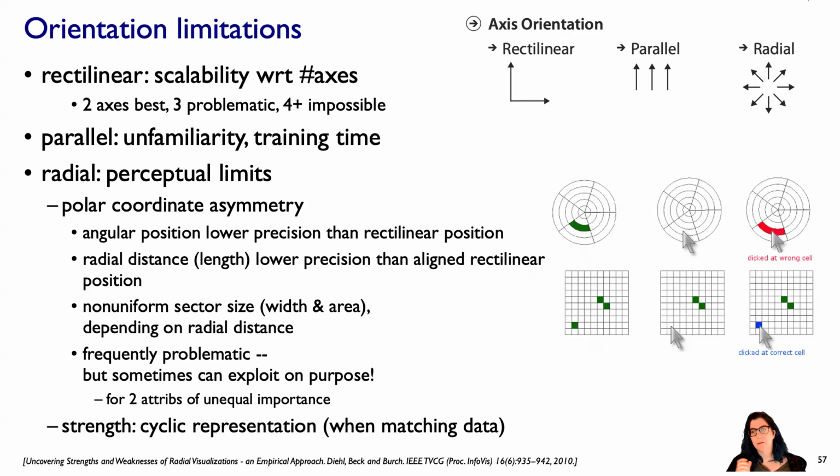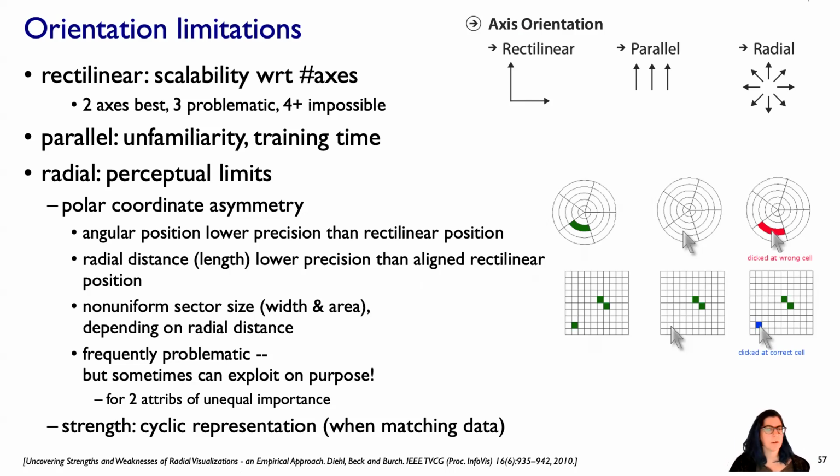However, sometimes you could say, no, no, no, it's not a bug, it's a feature. You could actually exploit this property on purpose. If you are trying to visually encode two attributes where the importance is not the same, you might deliberately use this fact in your visual encoding. So like many things, there's not a wrong and a right answer in all cases, but you want to be aware of the properties and the characteristics so you can make it actually match up to your data.